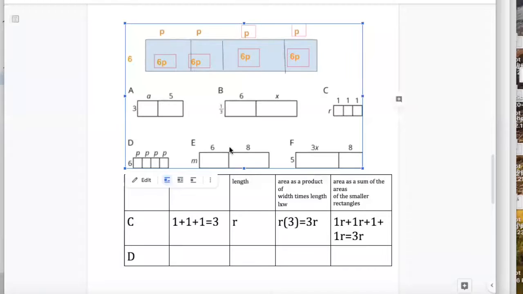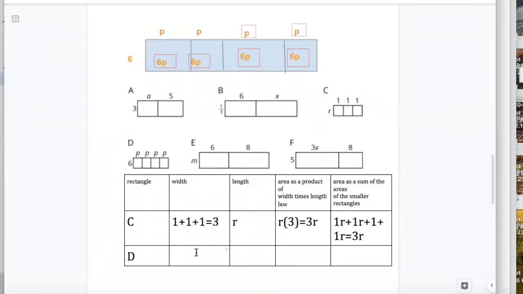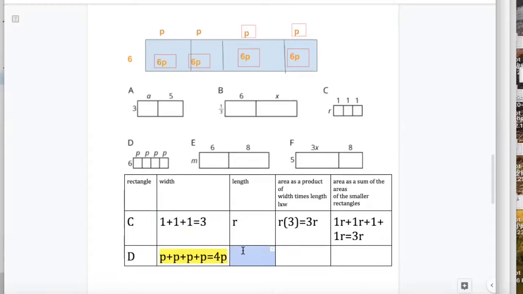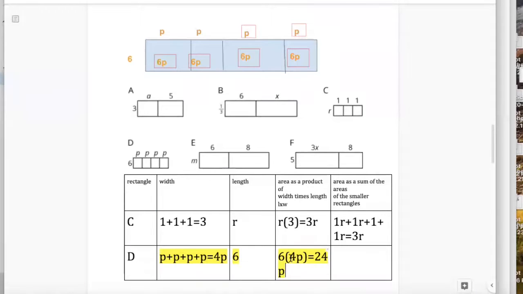So let's input the data into our table. I know that my width is P plus P plus P plus P, which altogether gives me 4P. And I know that my length is 6. And my area as a product is 6 times 4P. And I know 6 times 4 will give me 24P. Okay.